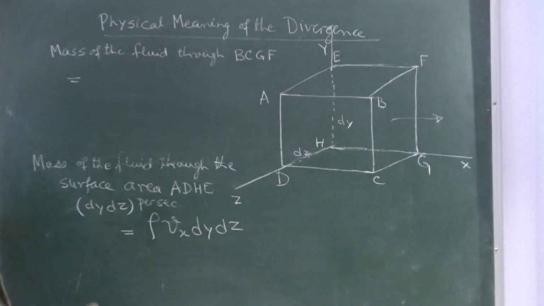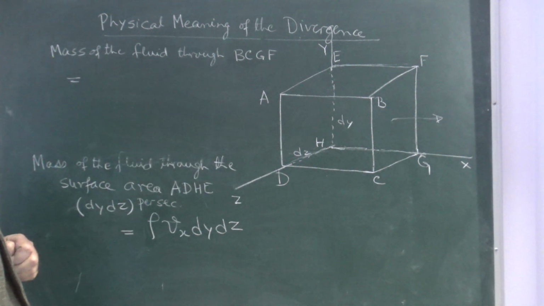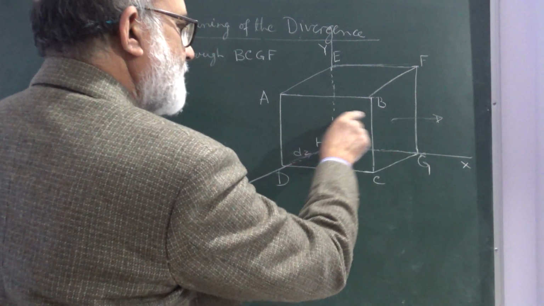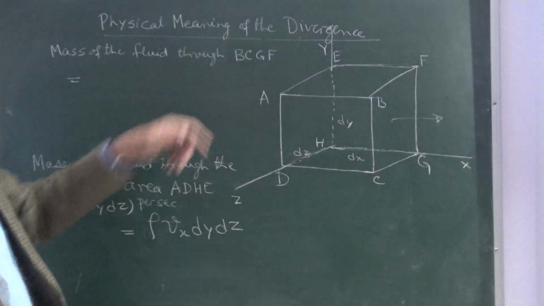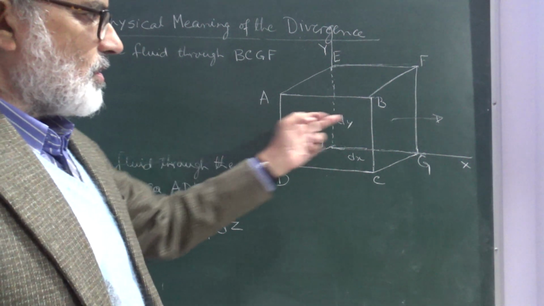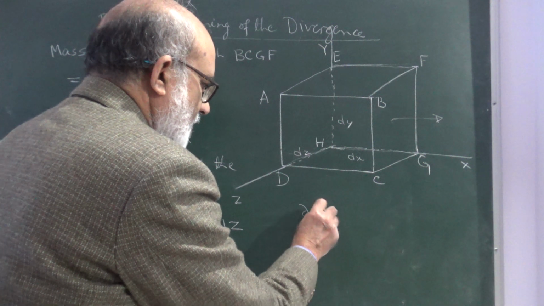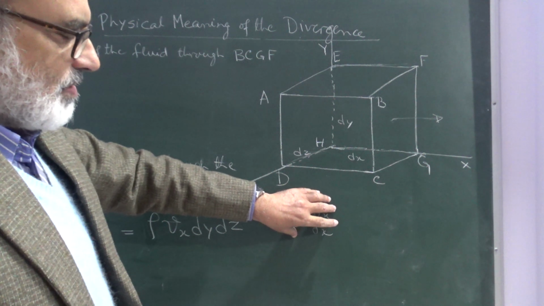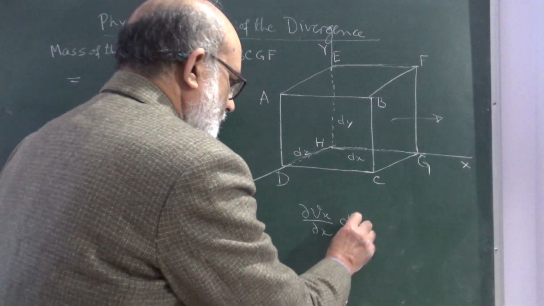So this mass is entering, and during this distance the velocity of the fluid may have changed. If it enters with velocity vx here, and the velocity is changing with rate of change dvx by dx, over this length, then what is the change? This is the change in velocity.